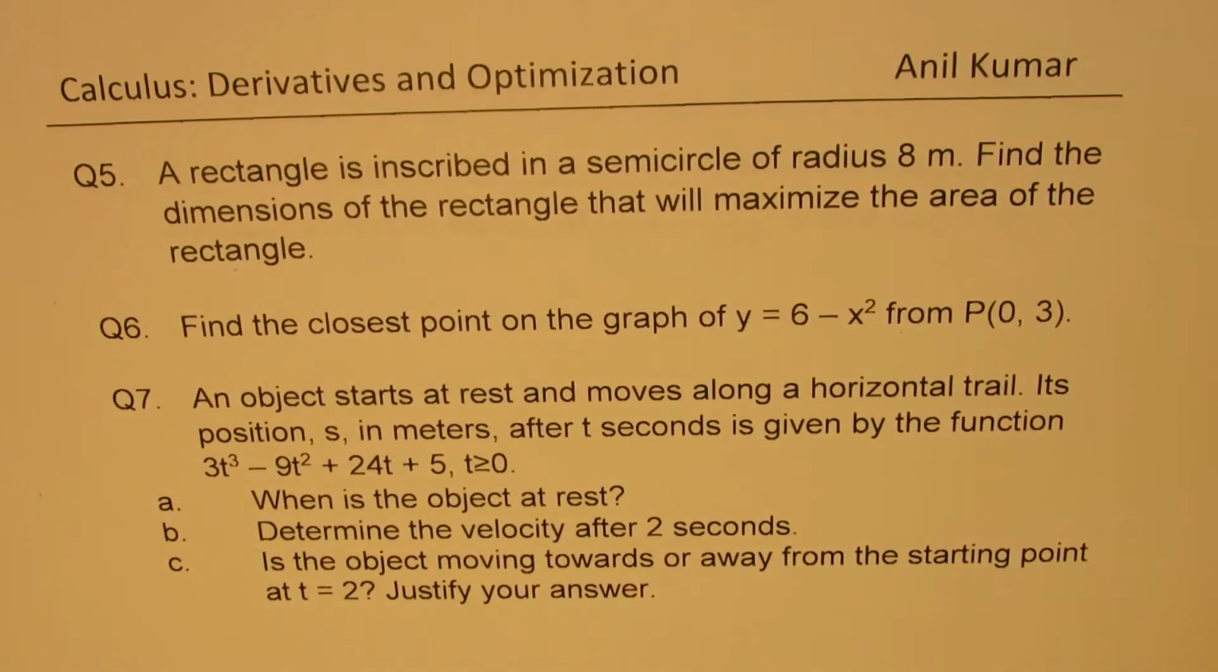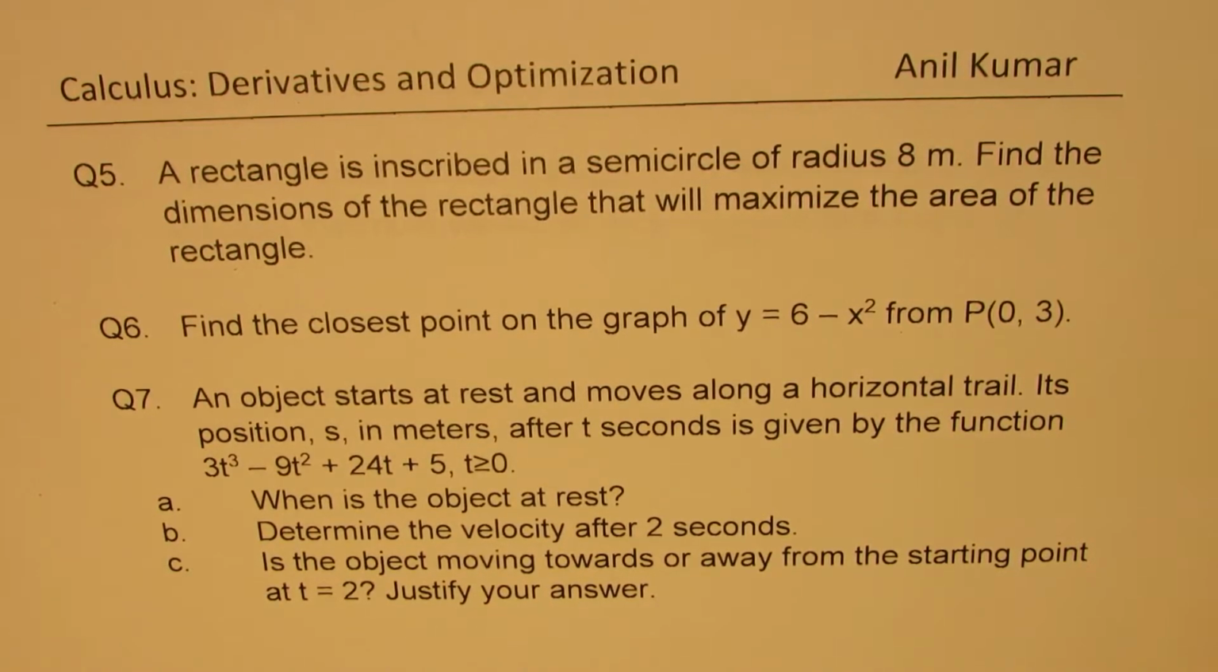Now let's see question number 5. A rectangle is inscribed in a semicircle of radius 8 meters. Find the dimensions of the rectangle that will maximize the area of the rectangle. Question 6. Find the closest point to the graph of y equals 6 minus x squared from P(0, 3).